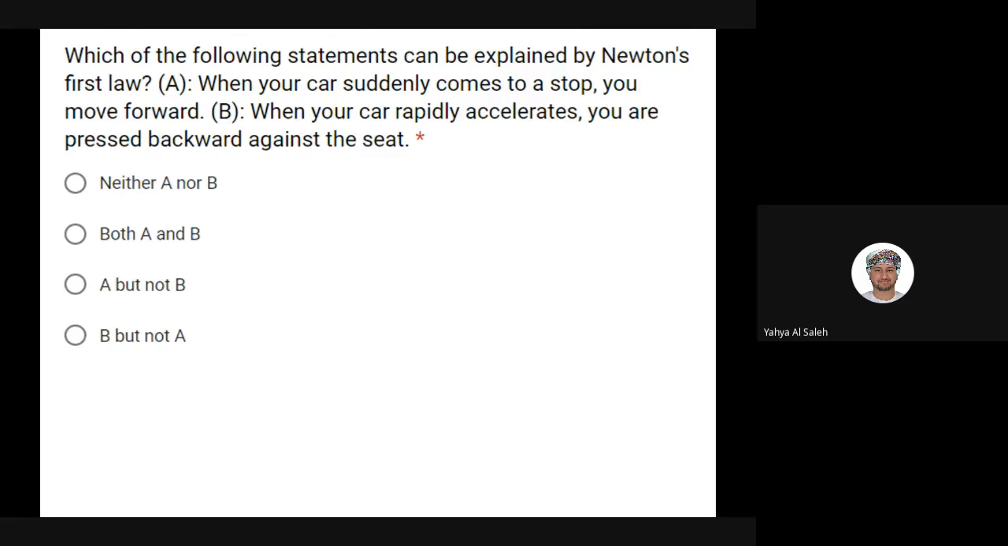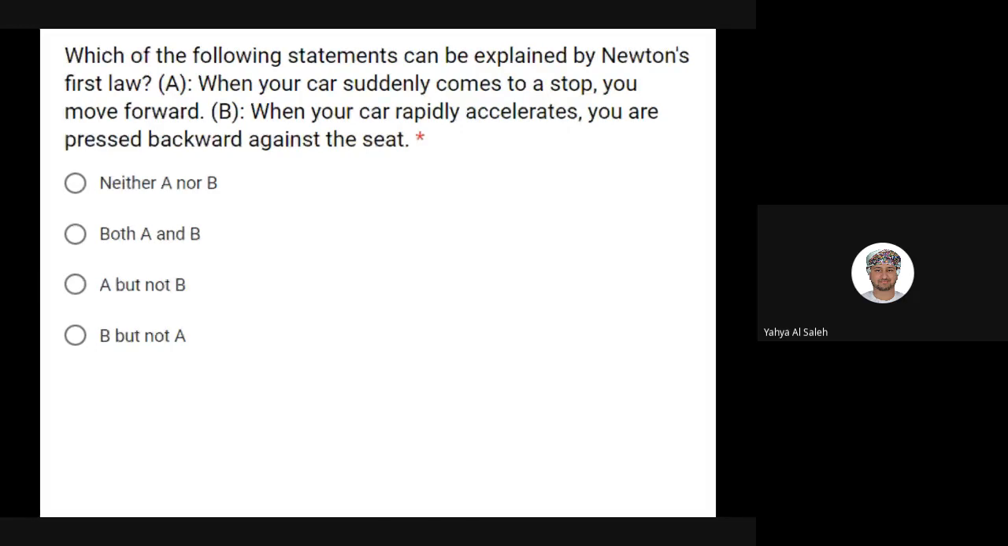Let's take a quick look at this question. Which of the following statements can be explained by Newton's first law? So Moodle is having a few issues. I have not been able to upload the questions so far. Okay, so we'll do this using Google Polls, or just the chat screen.